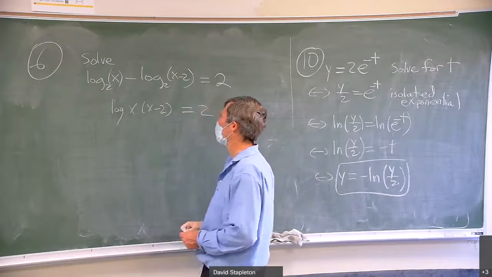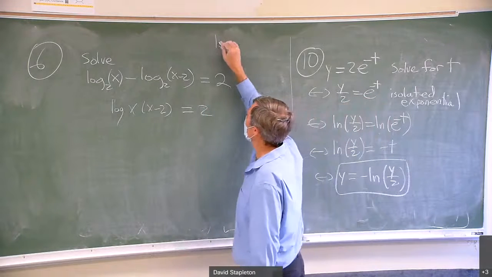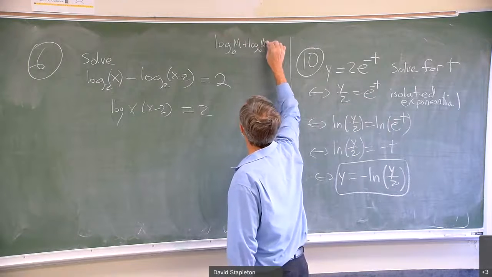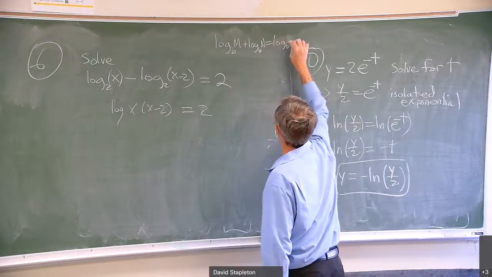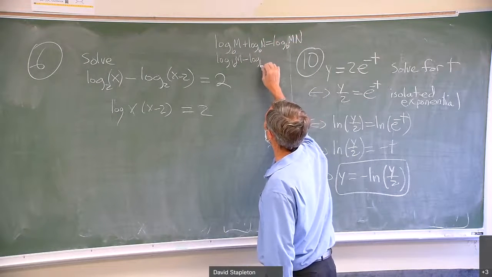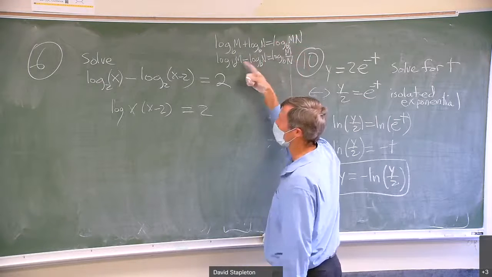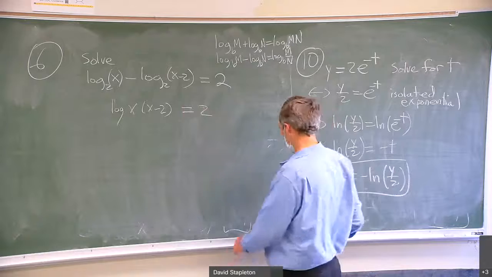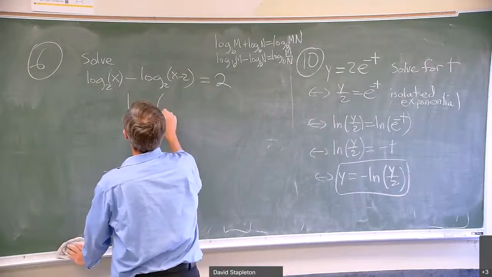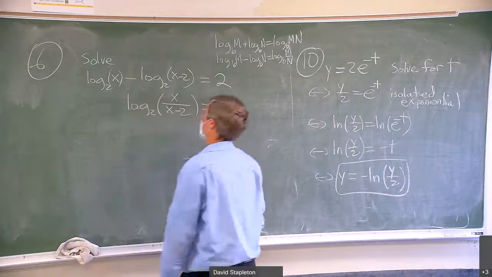What's wrong with that? Some of you got it right. What you have in your properties is log of m plus log of n is the log of the product, right? I remember all these. The difference of two logarithms, log m minus log n, is what? Log of m divided by n. So this one, since it's a subtraction, the left side isn't the log of the product, it's the log of the quotient. So I have log base 2 of x, the positive one, divided by x minus 2, the negative one. So that's how you combine the logarithms.